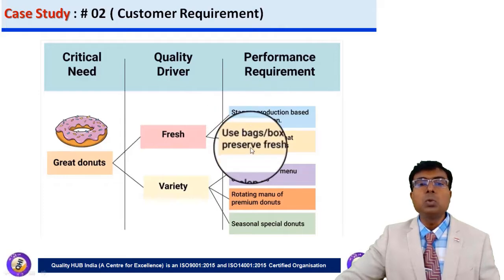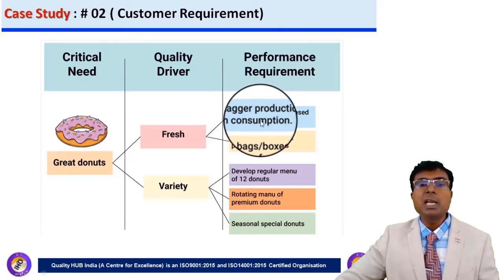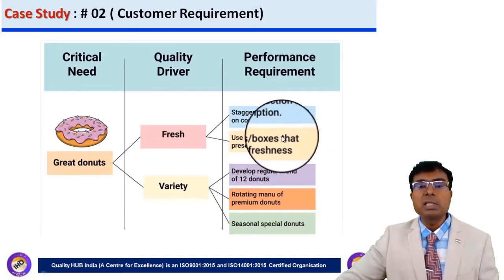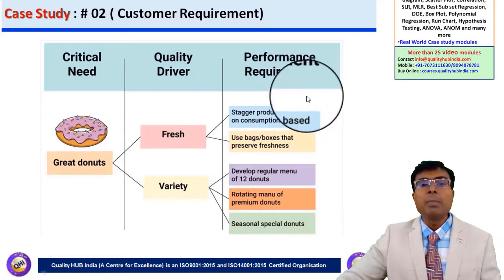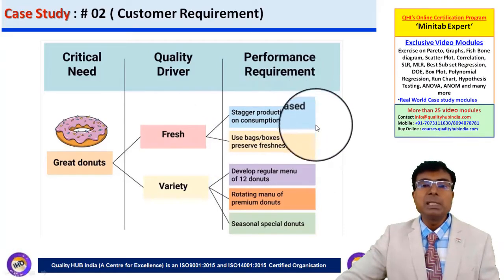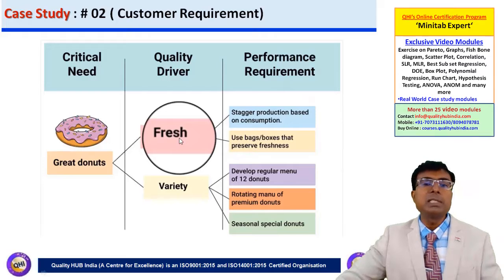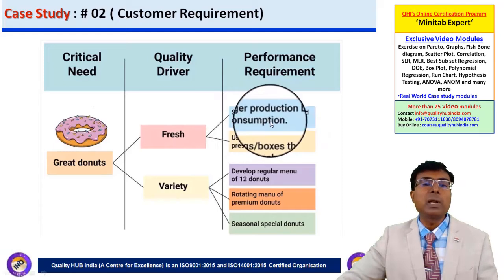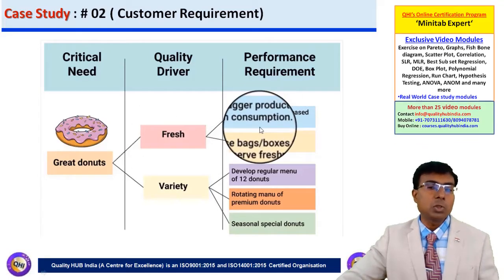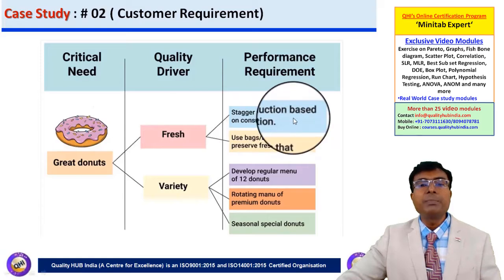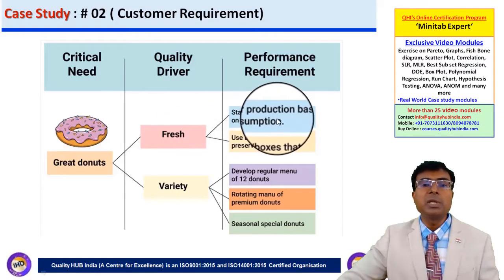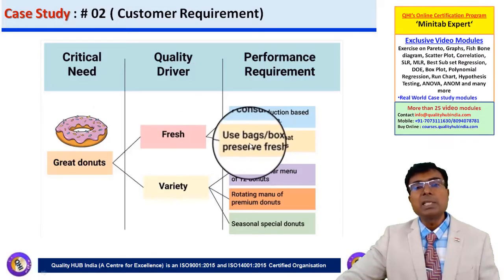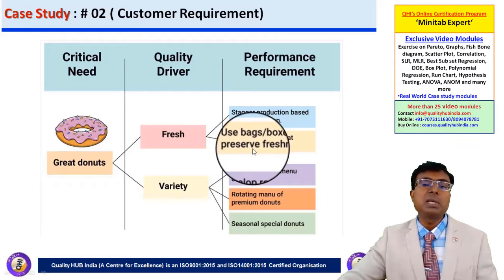I have identified 2 indicators. The first one, stagger production based on consumption. Second is use bags or boxes that preserve freshness. By monitoring these 2 performance indicators, I can ensure that the freshness of the food is ensured. So I would not be making unnecessary or extra donuts, and I should not be keeping them in stock. Based on the requirement, I should be producing the materials so that the freshness of the donuts is ensured. And second is the application of boxes or bags which can preserve freshness.